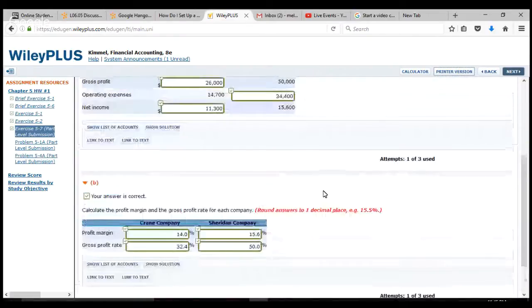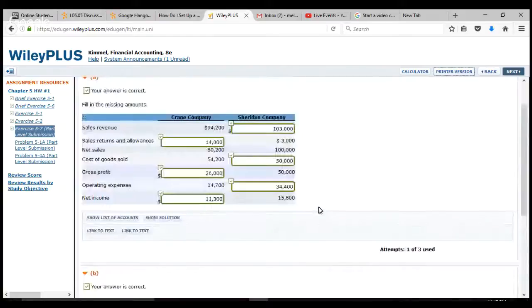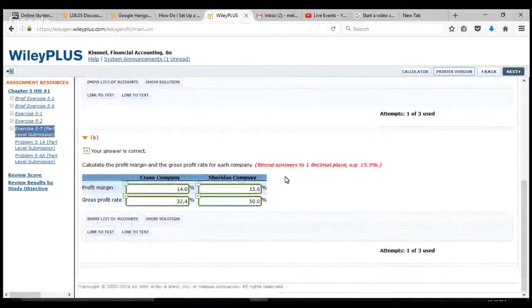All right, so then the Sheridan Company, you take your 15,600 and you divide it by your 100,000 and you get 15.6.